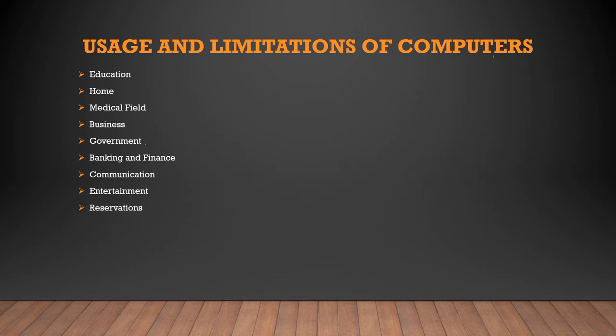Next is the reservations. Computers are used for airline, railway, and bus tickets reservations. People can book their tickets irrespective of their location. For example, a person in Guwahati may book a ticket from Kolkata to New Delhi.